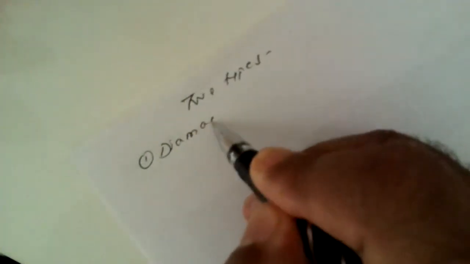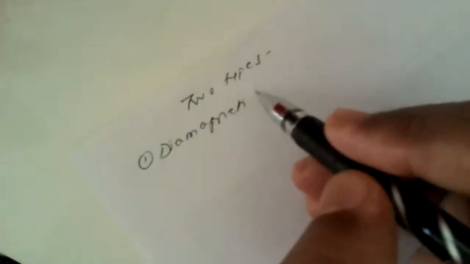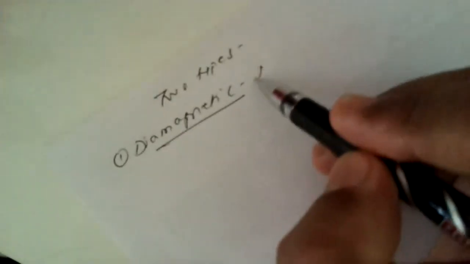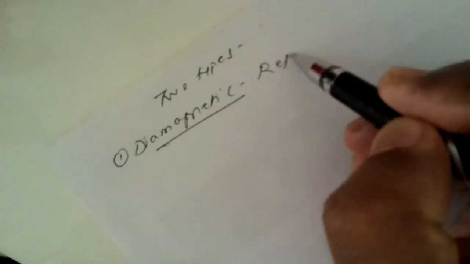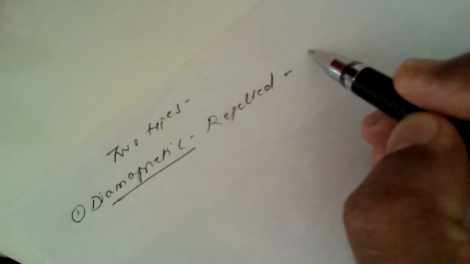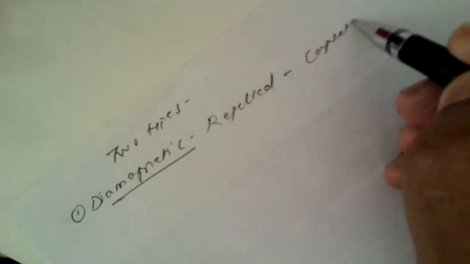Now, there are two types of magnetic behavior. The first type that I have shown is diamagnetic property. What is a diamagnetic property? Diamagnetic substances are those which are repelled by a strong magnetic field. It is a property of completely filled electronic subshells or completely filled 3d orbitals.